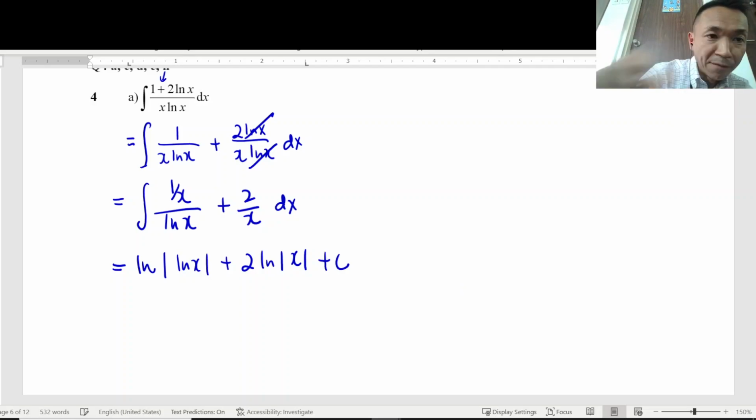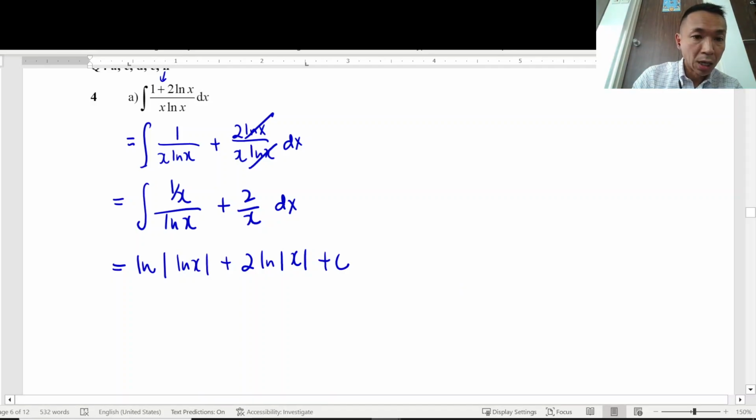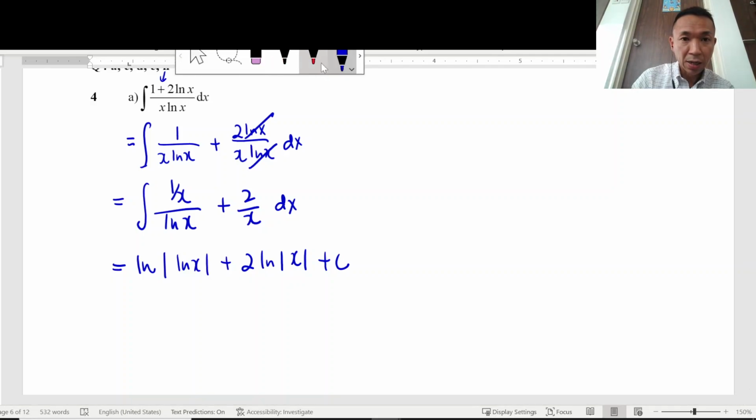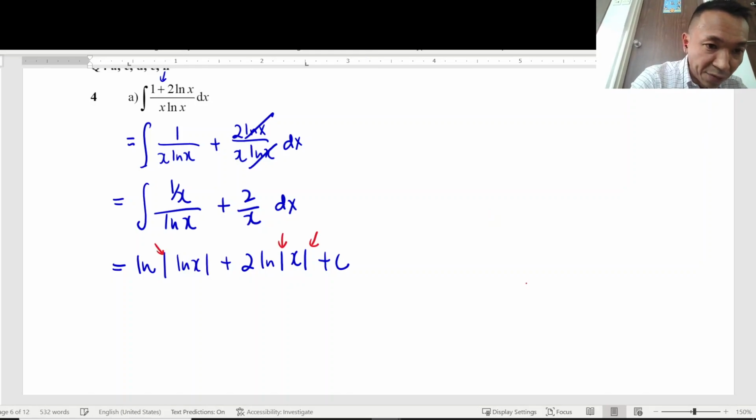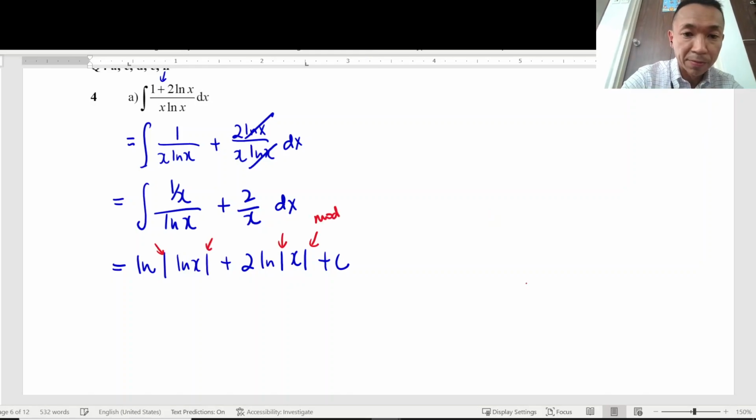I want to emphasize this. Alright, I want to emphasize this must be mod. Whenever you get a ln mod, you must always have a mod sign by default.